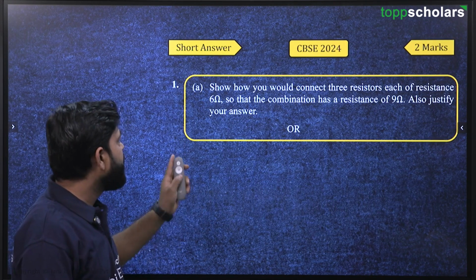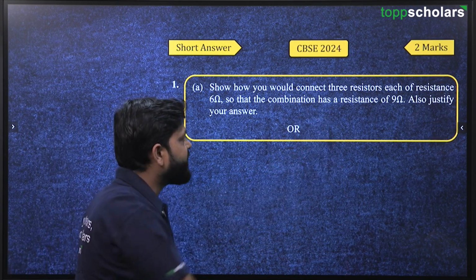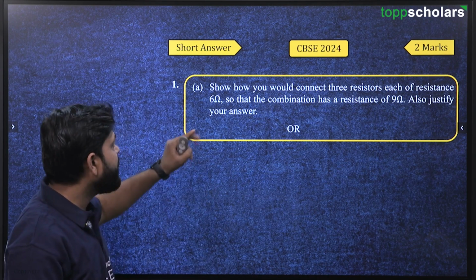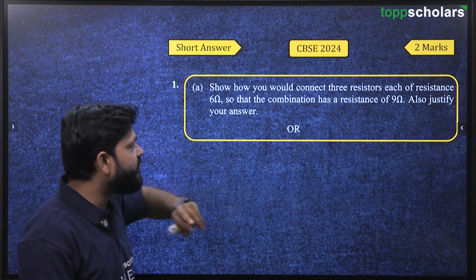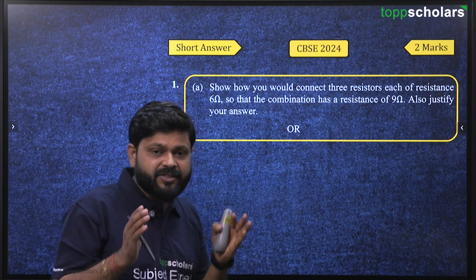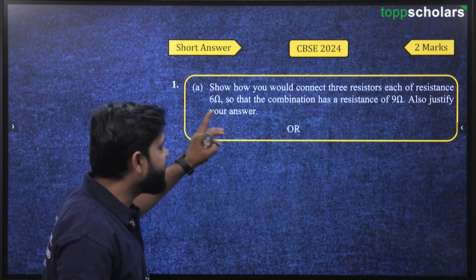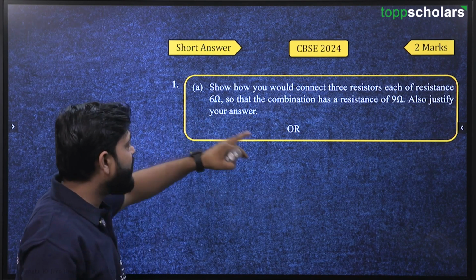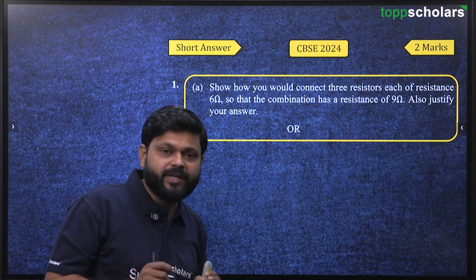Now, yes. So how would you connect 3 resistors, each of resistance 6 ohm, so that the combination has a resistance of 9 ohm? Also justify your answer. See how you will connect the 3 resistors, each of 6 ohm, to get a combination that would be 9 ohm. See guys, how we can connect this.